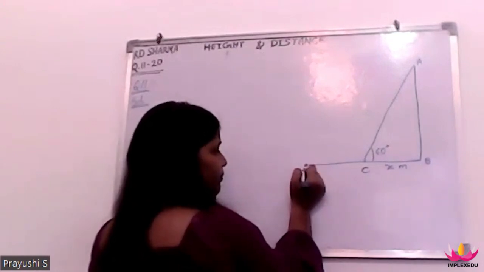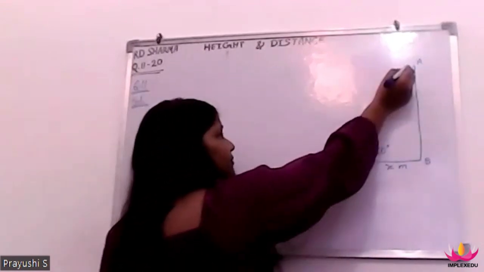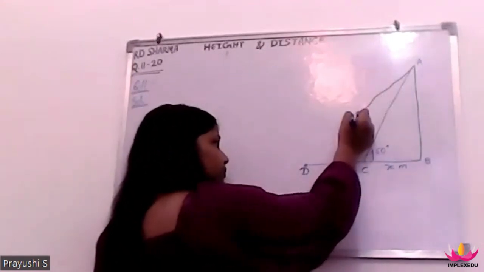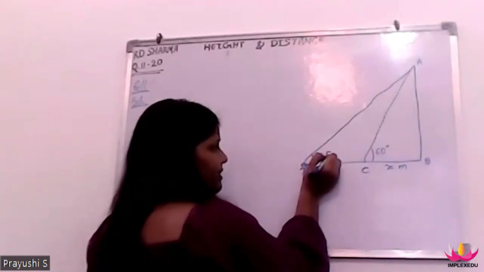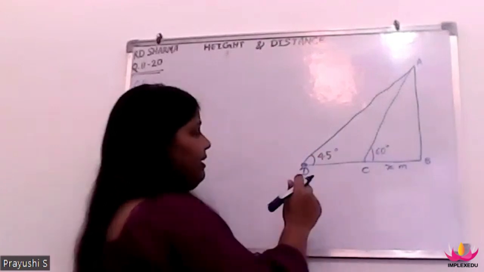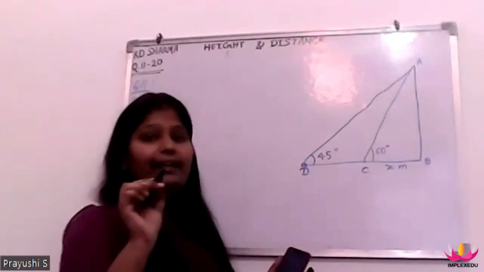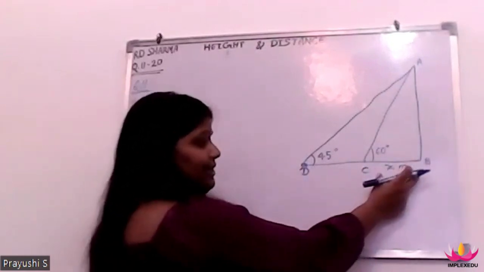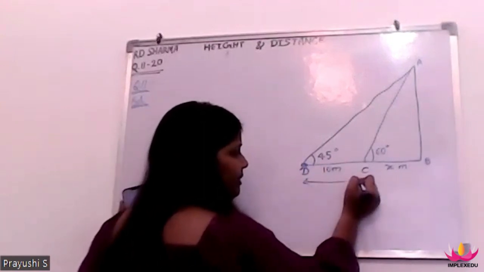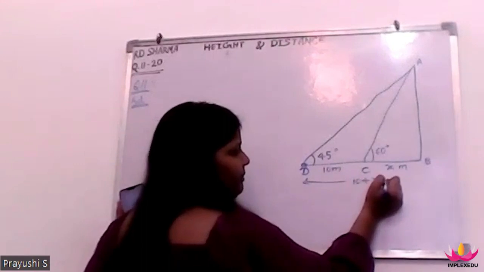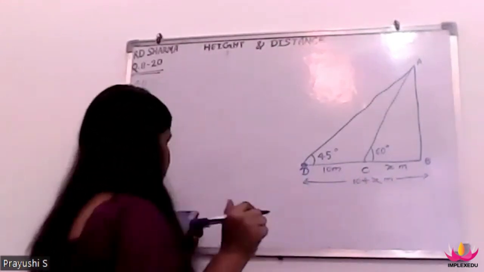The next point is point D. From point D, the angle of elevation of the sun is 45 degrees, and it is said that this distance, that means DB, is 10 meters longer than this distance. So this extra part is 10 meters, and the complete DB will be 10 plus x meters. Correct, everyone? Understood? Now we are going to solve this question.